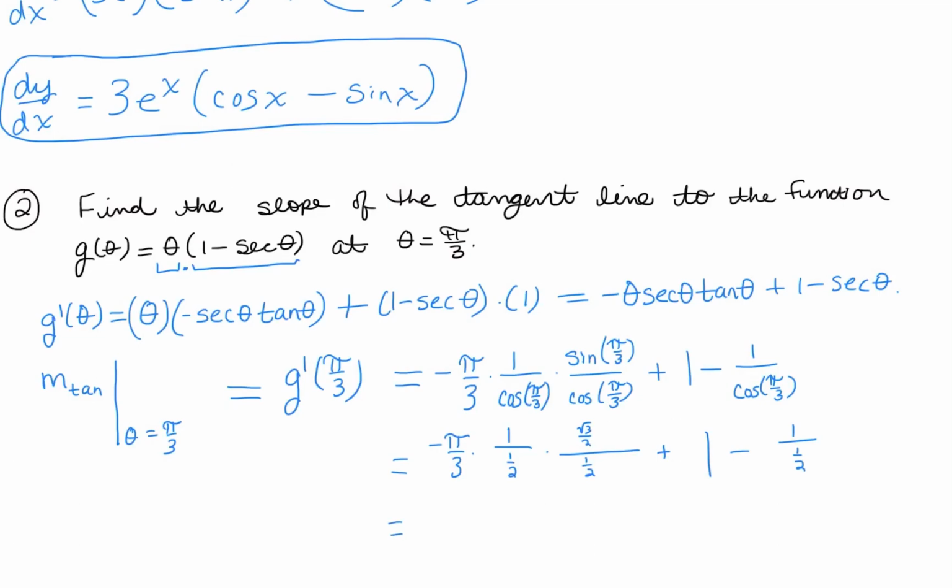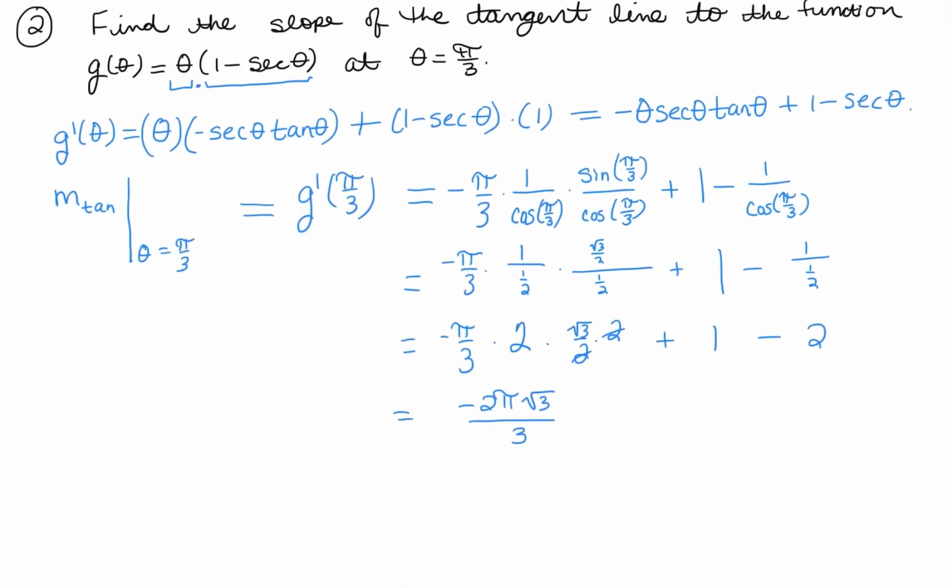So any of these situations where you're dividing by a fraction, that's like multiplying by the reciprocal. So 1 over 1/2 is really 2. The root 3 over 2, again, divided by 1/2 is really multiplying by 2, plus the 1 minus the 2. So looks like we're going to end up with, in this first term here, negative 2 pi square root of 3 all over 3. And then the plus 1 and the minus 2 is going to give us a minus 1.